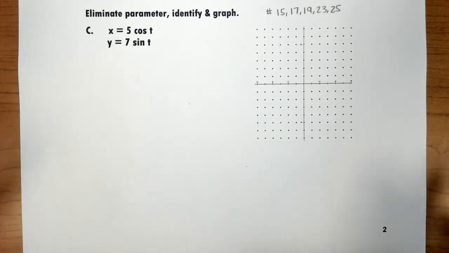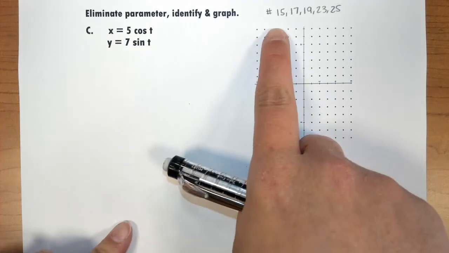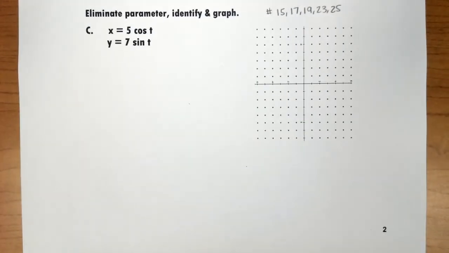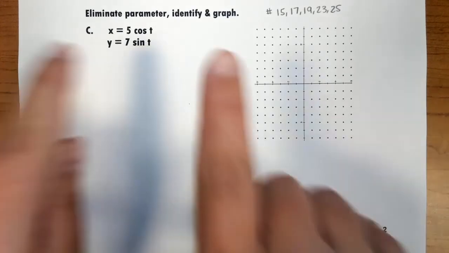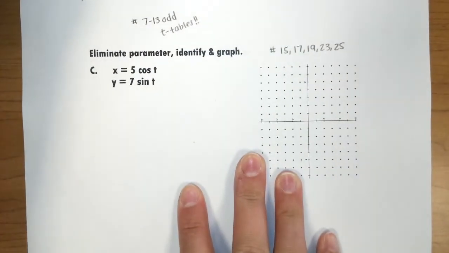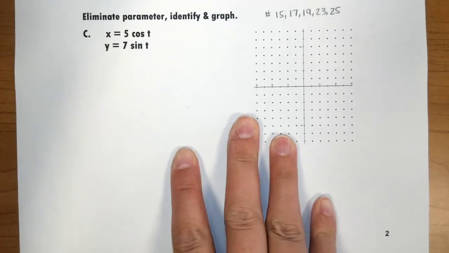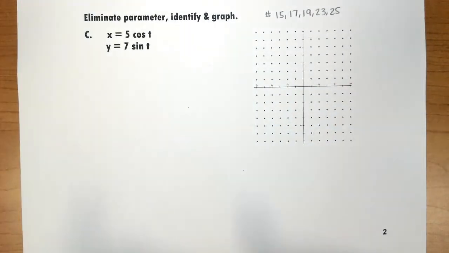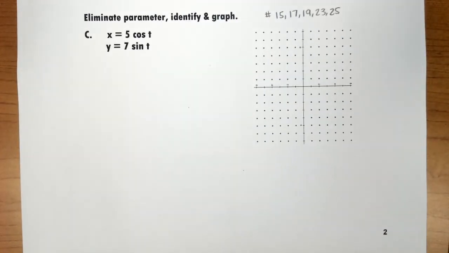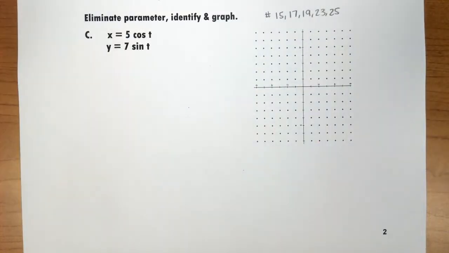Okay, second type of example problem. These are going to be homework problems 15, 17, 19, 23, and 25. Give me 1 second, let me fix the focus. Okay, no t-tables here. You only need t-tables for numbers 7 through 13 odd. So don't do t-tables for these ones. You're welcome to, but you don't have to. Okay, eliminate the parameter, identify, and graph. So let's do the algebra first on these, and then we will do everything else.